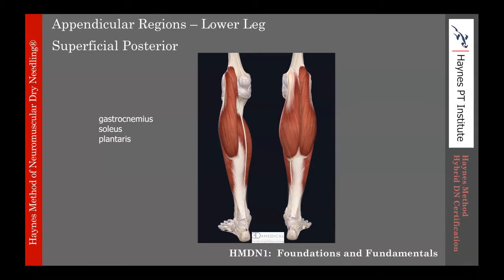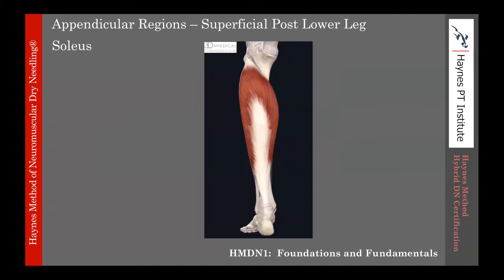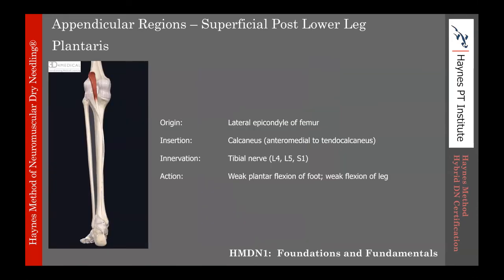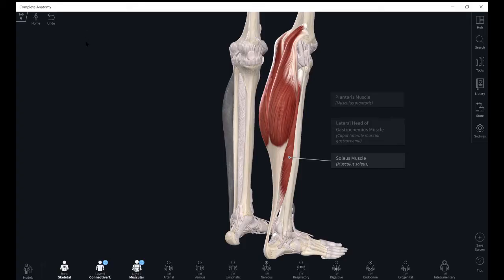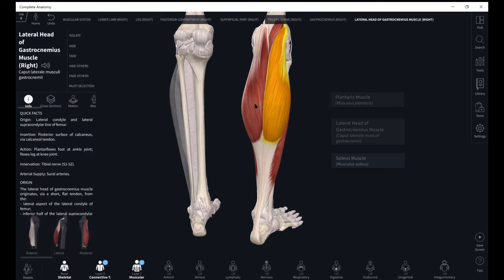Okay, so now superficial posterior, our gastroc, our soleus, and our plantaris. So we'll move on down, look at our 3D anatomy here. For our superficial posterior lower leg muscles, we'll look at the plantaris, the gastrocnemius, and the soleus. So let's actually start with gastrocnemius.